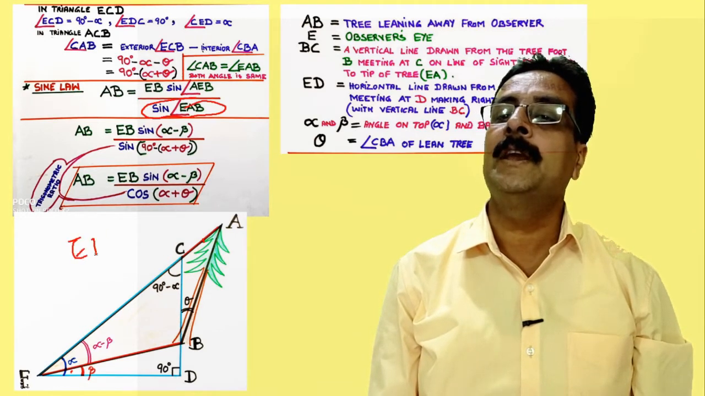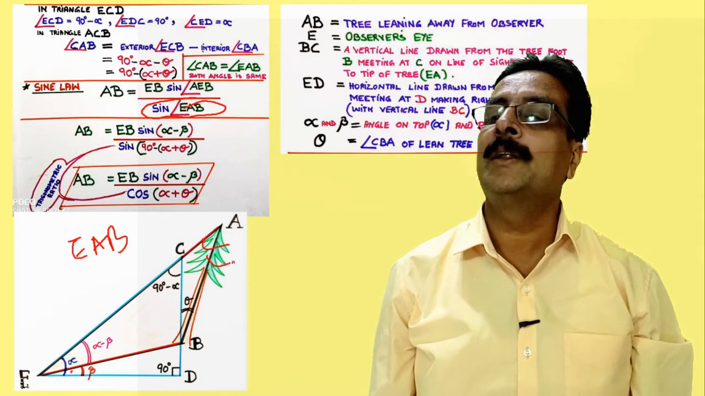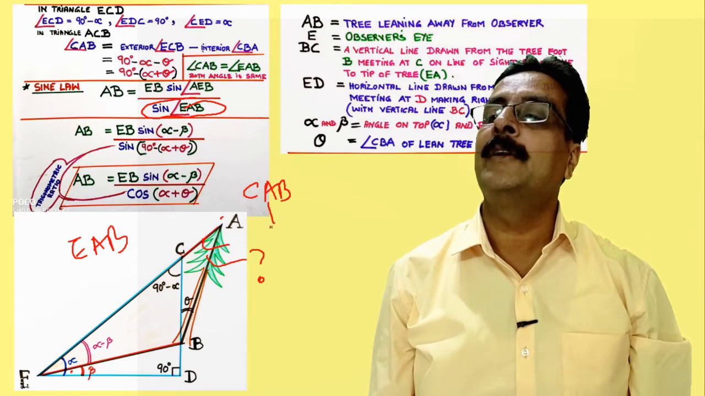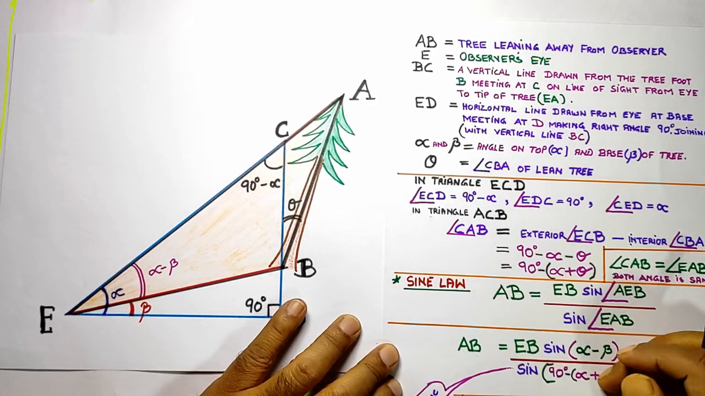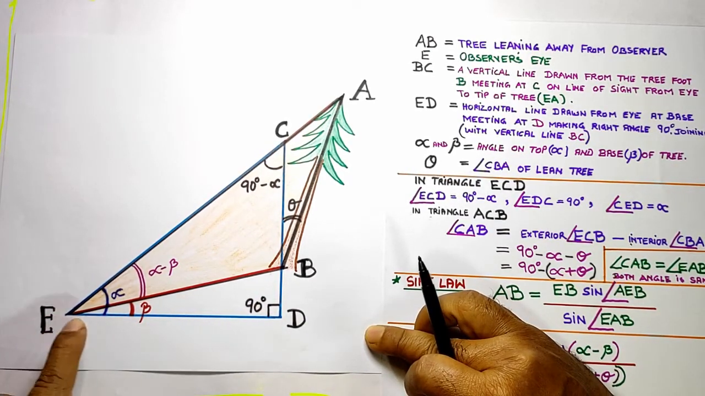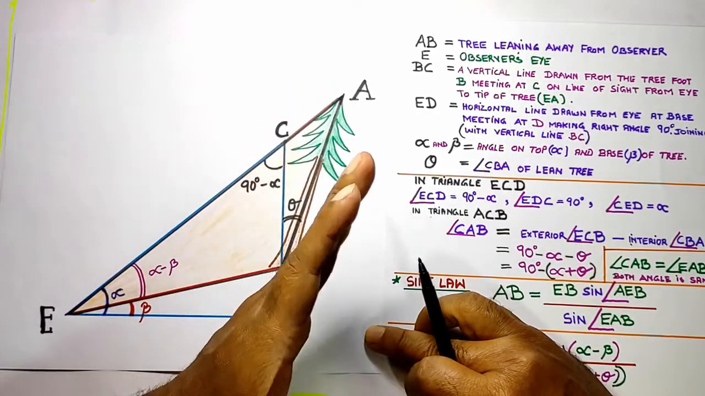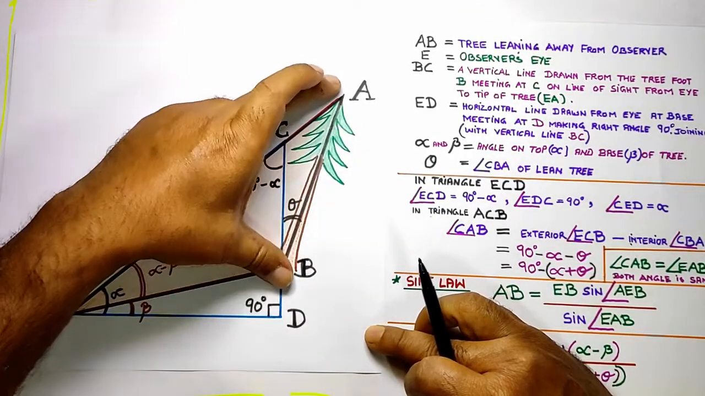So when we go for EAB, the angle at A we don't know here. To find this angle, first we'll find CAB. If we are able to find CAB, we can find EAB, because both angles are the same here. So how to do it? In this case, we can see again the observer's eye is below. Again it is sloping. You can see the tree AB is leaning away, and the tree is above the observer.